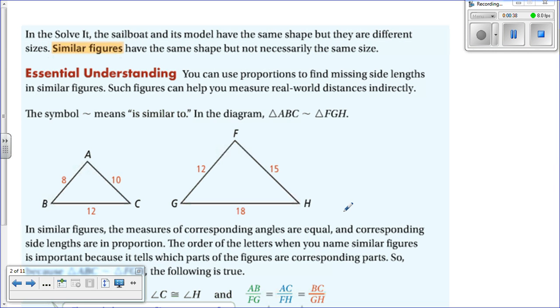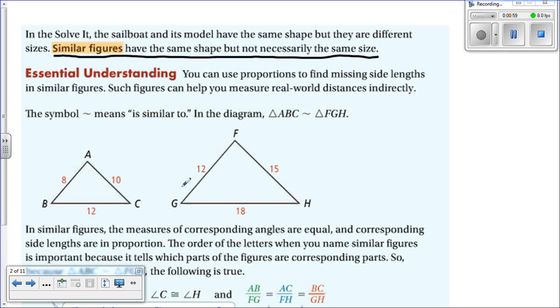All right, so from this slide, what we want you to do is make sure that you have this written down. What that says is similar figures have the same shape, but not necessarily the same size. Okay, so down here is a perfect example of this.